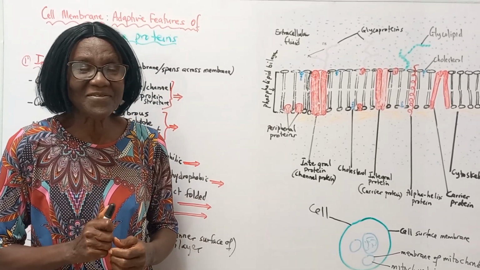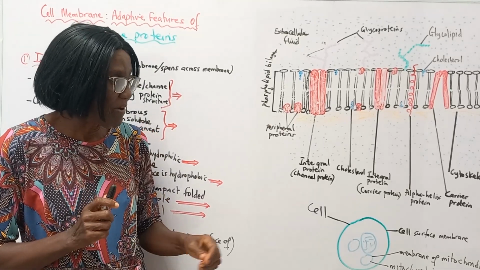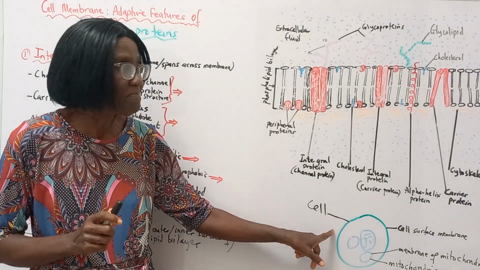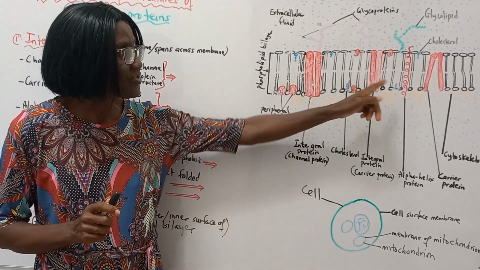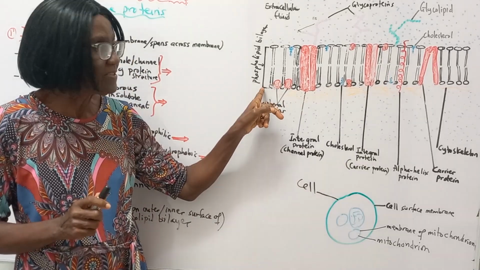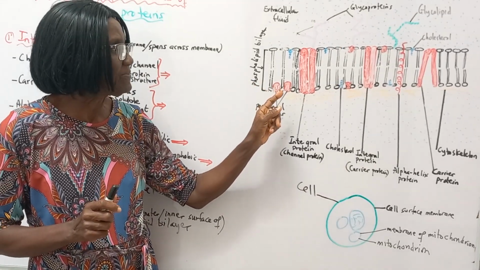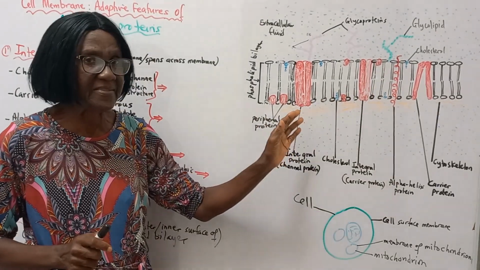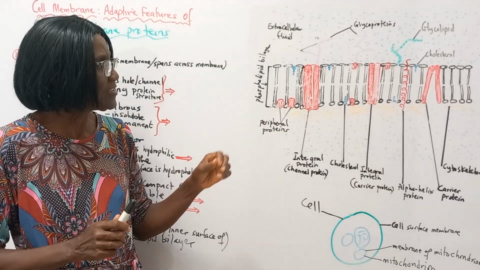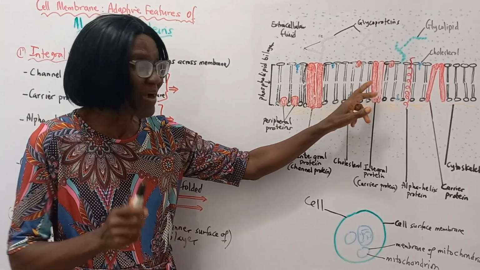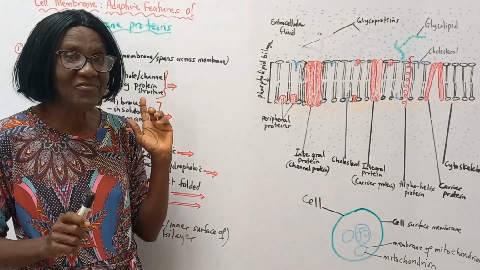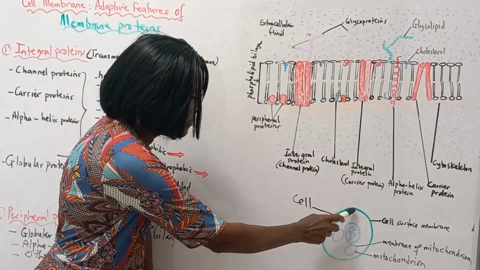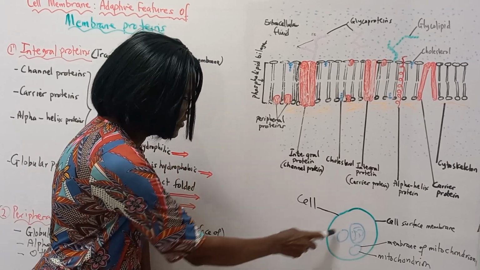In this lesson, we are discussing the cell membrane. This is the ultrastructure of cell membranes. We are looking at the adaptive features of membrane proteins. Please check the adaptive features of the phospholipid bilayer in a previous lesson. The cell membrane, this is the cell surface membrane.